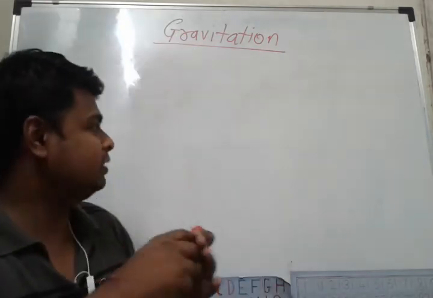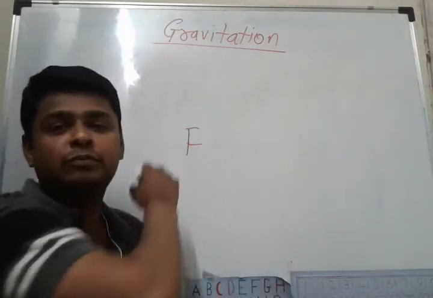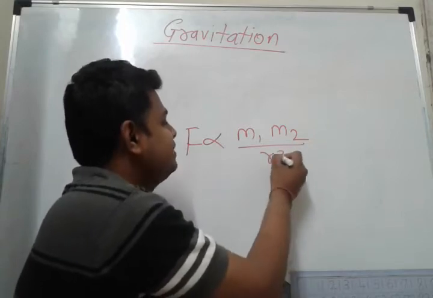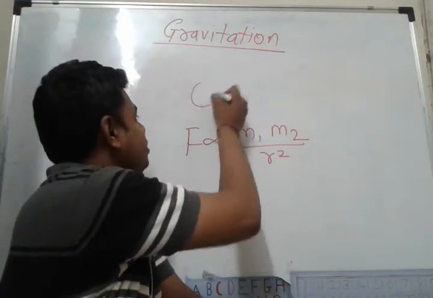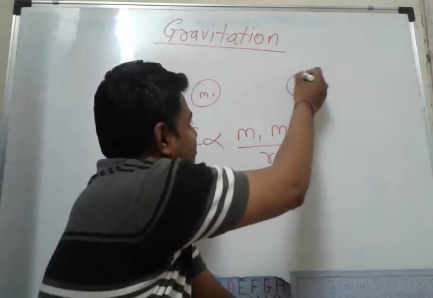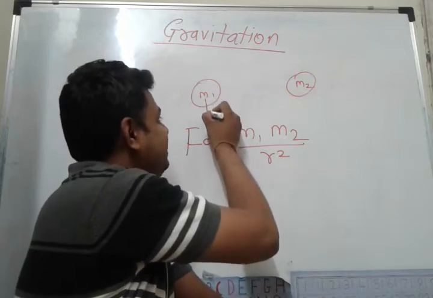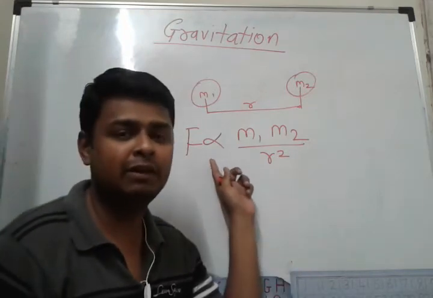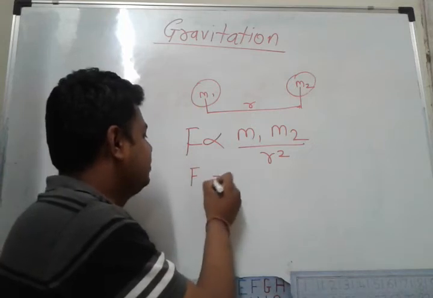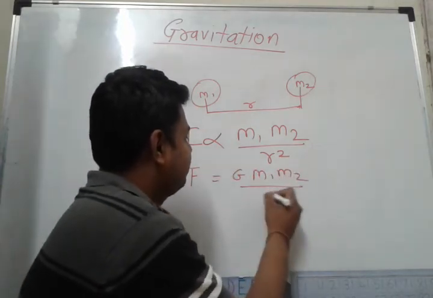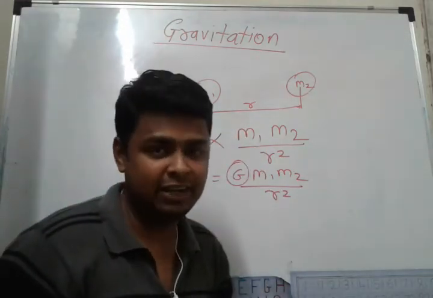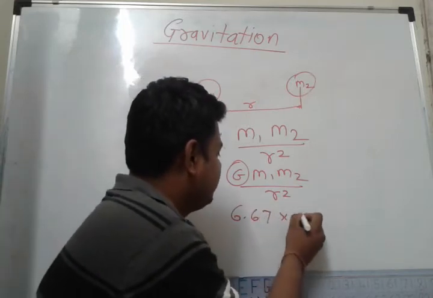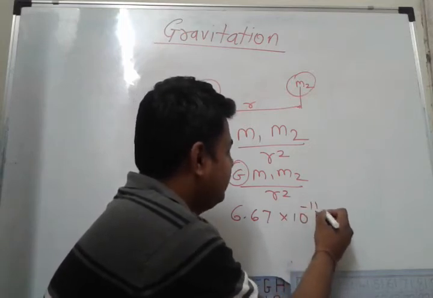Now let me write down the equation. Suppose we have the force of gravity which is directly proportional to the masses of objects m1 and m2, divided by the square of the distance between them. Suppose there is an object of mass m1, another object of mass m2, and the distance between their centers is r. Then the force of gravity can be given this way: F is equal to G m1 m2 upon r square, where capital G is the gravitational constant. Its value is very, very small, about 6.67 into 10 raised to minus 11 Newton meter square per kg square.